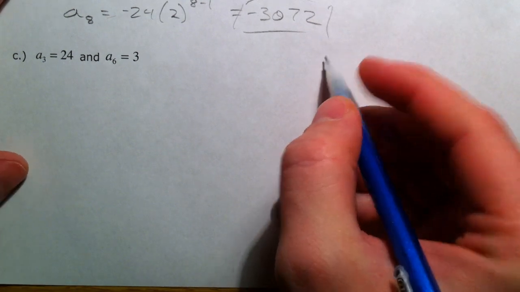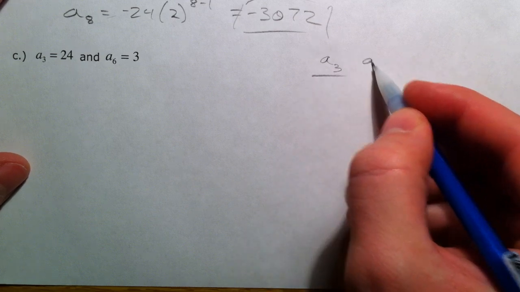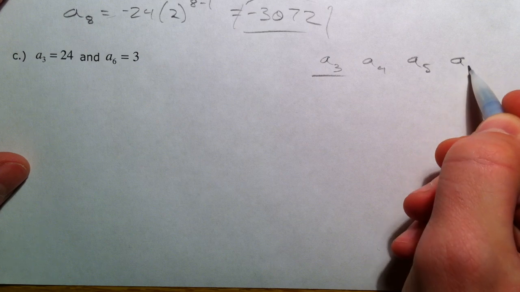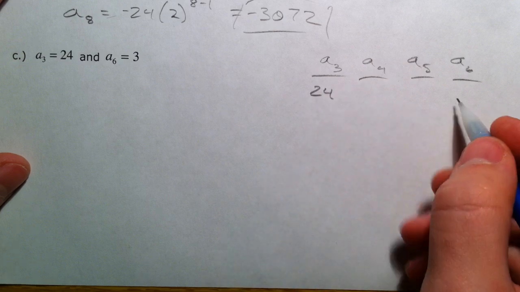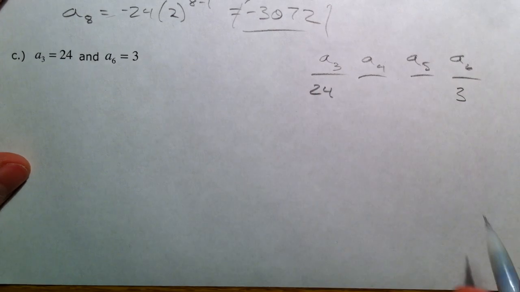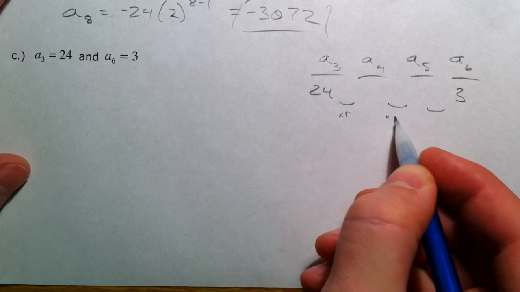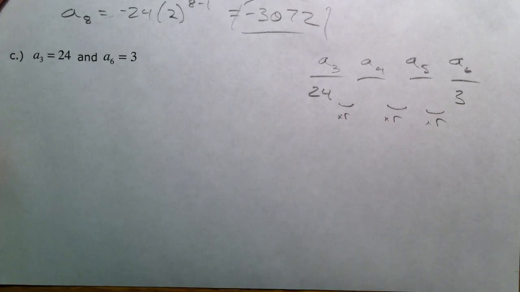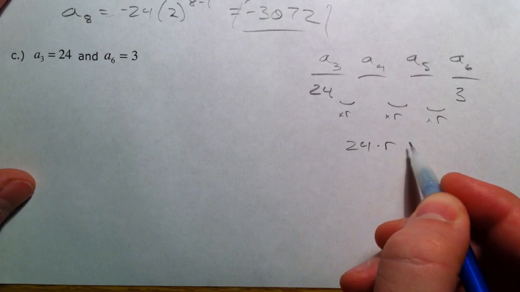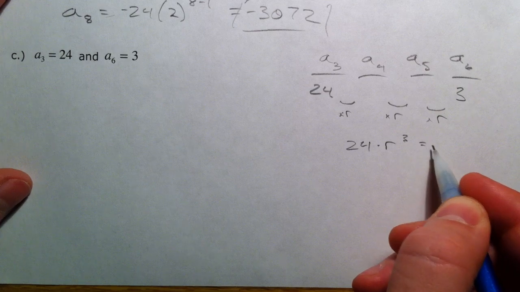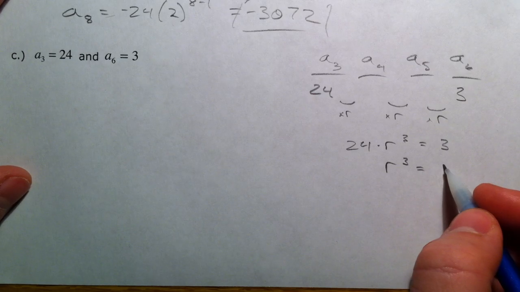Alright, continuing our quest to conquer geometric sequences. I'm going to think through this one logically quickly. A sub 3 is 24. A sub 6 is 3. And so we're multiplying by something 3 times: r times r times r, or by r cubed. And so 24 times r to the third power equals 3. And so r to the third power equals 1/8.